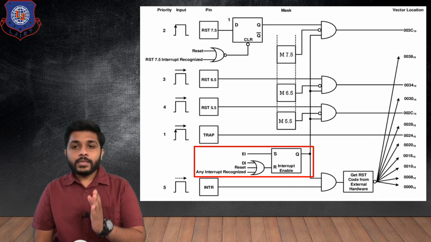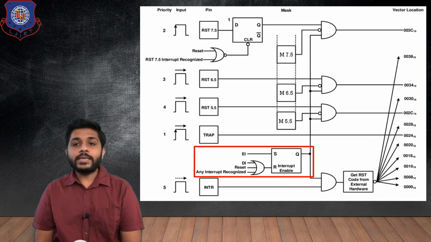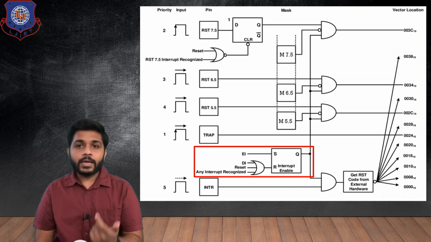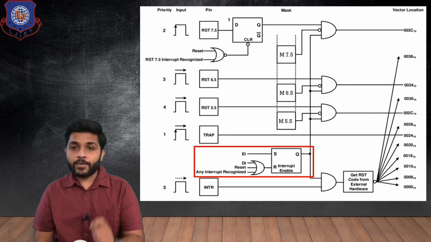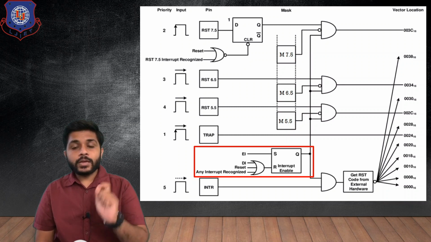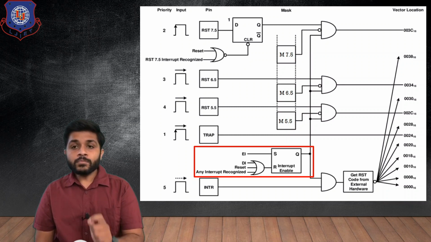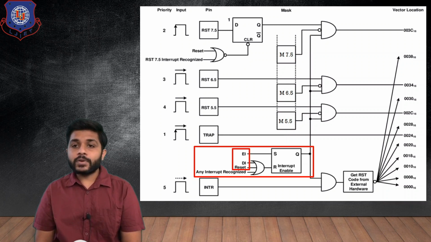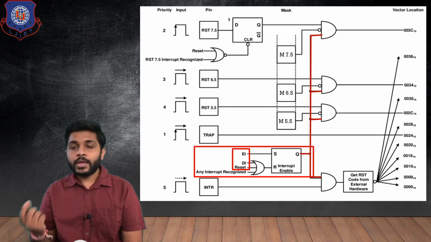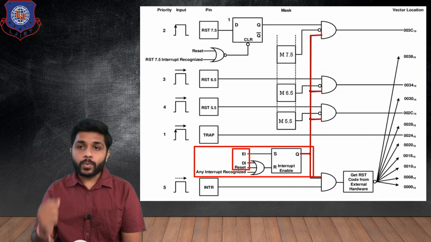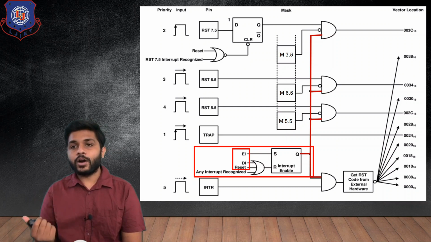Now if we want to use any interrupt apart from TRAP, we have to use the interrupt enable flip-flop. You can see that in the interrupt enable flip-flop, the input is EI. So when we want to use the interrupt apart from TRAP, that is INTR, RST 5.5, RST 6.5 and RST 7.5, we have to set the interrupt enable flip-flop. So when EI bit is 1, the interrupt enable flip-flop will be set. The output of the interrupt enable flip-flop is given to the AND gates. We know that if any input of the AND gate is 0, we will get 0 in the output. And if all inputs of the AND gate are 1, in that case we will get 1 in the output.